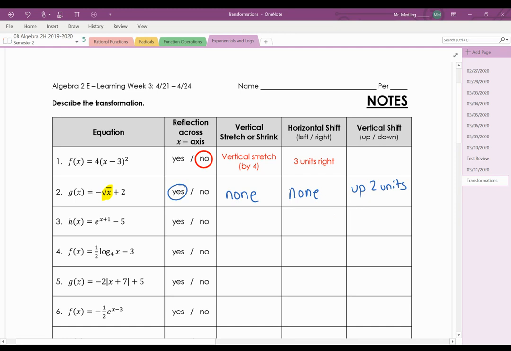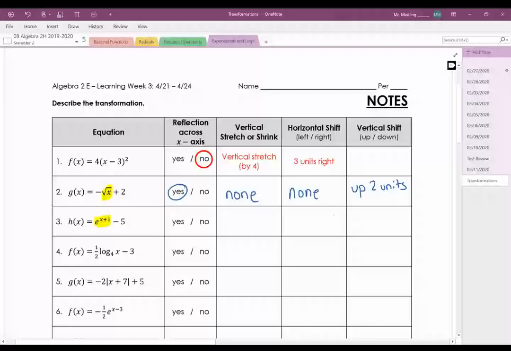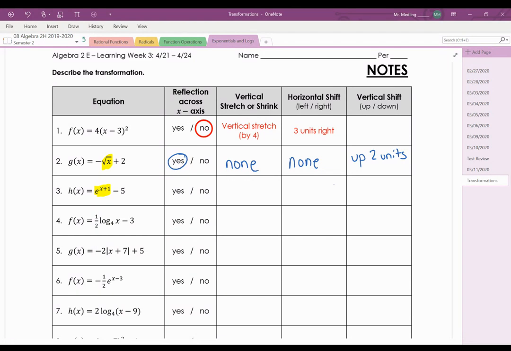Once again, it is super important that you know what your function is. So if I'm looking at number 3, my function is the exponential function, in this case with a base of e. The inside is the exponent. When you're talking about an exponential function, the exponent is the inside part. So is there a negative out front? No, so no reflection. All right, inside, vertical stretch or shrink. Are we multiplying out front by anything? No, we are not. So there's none there.